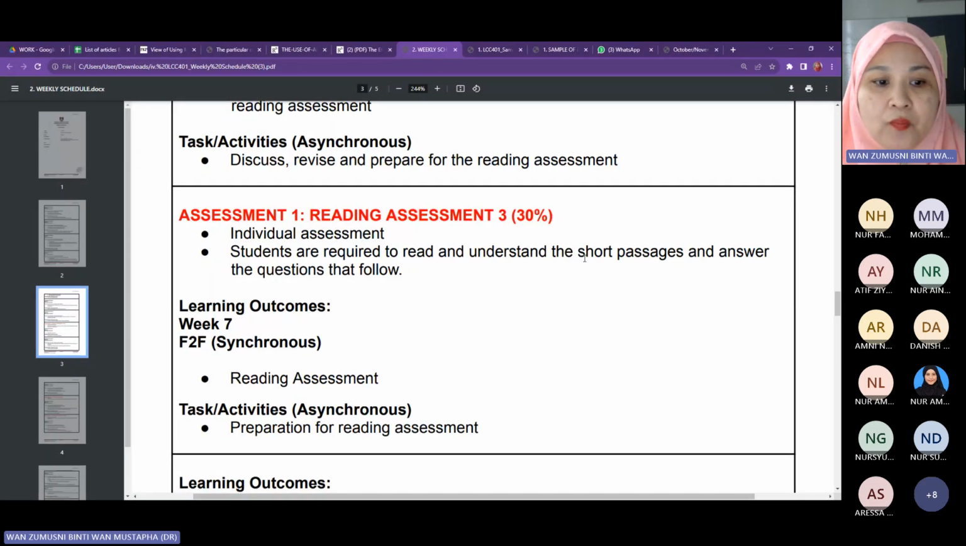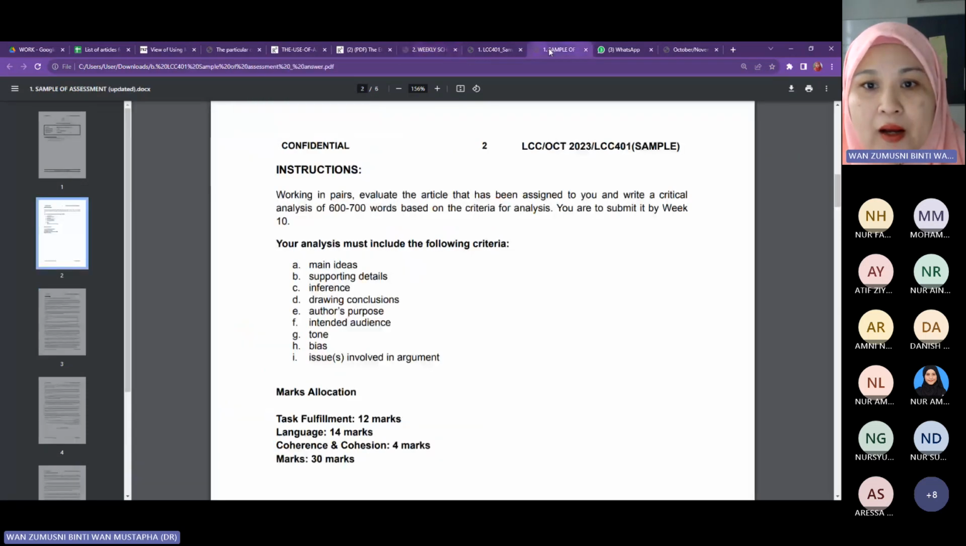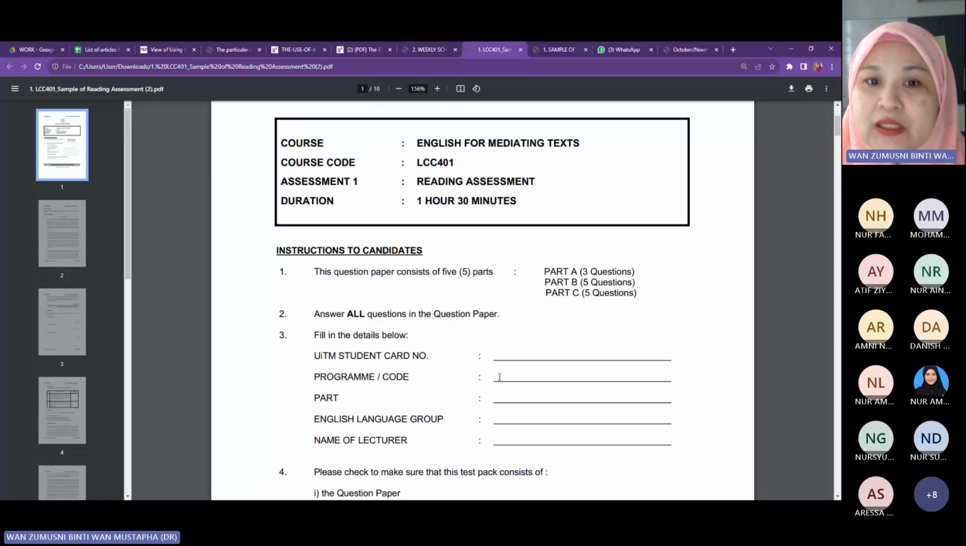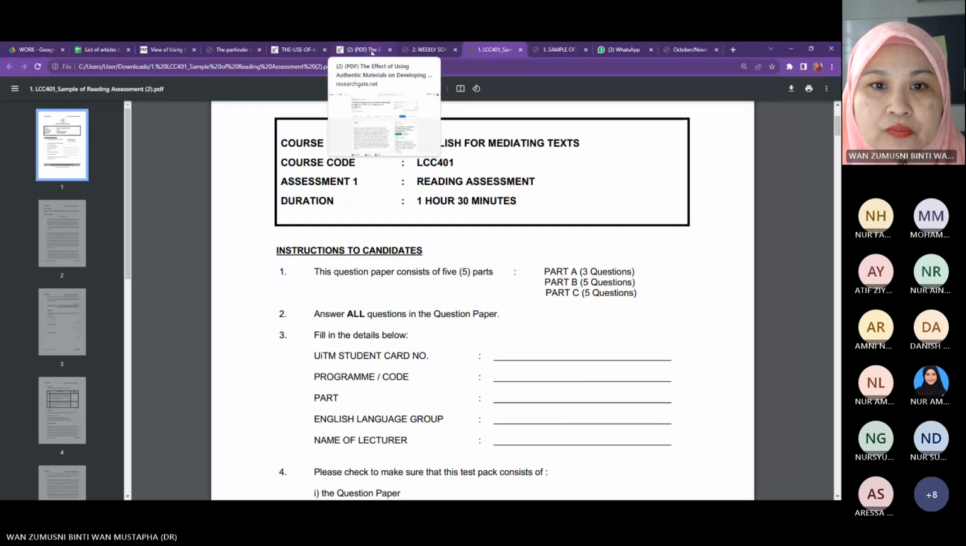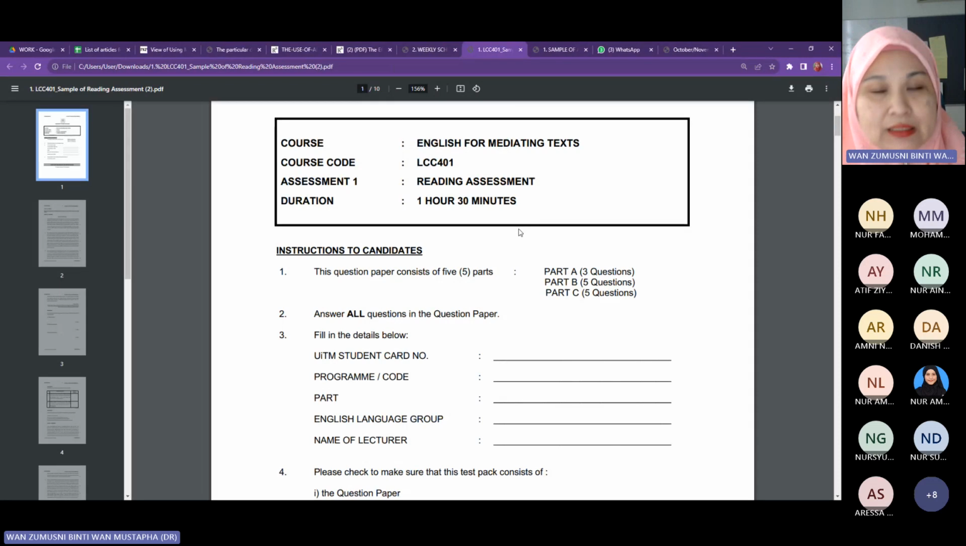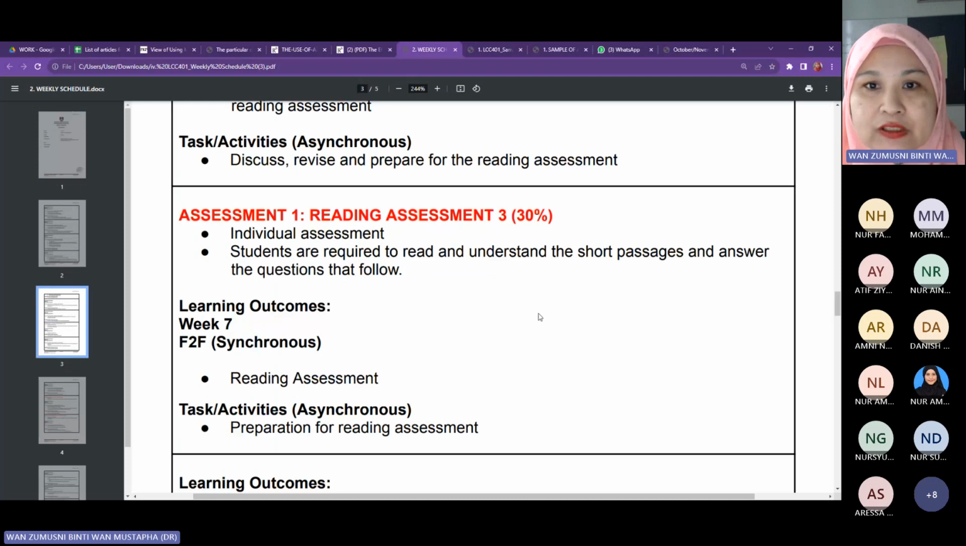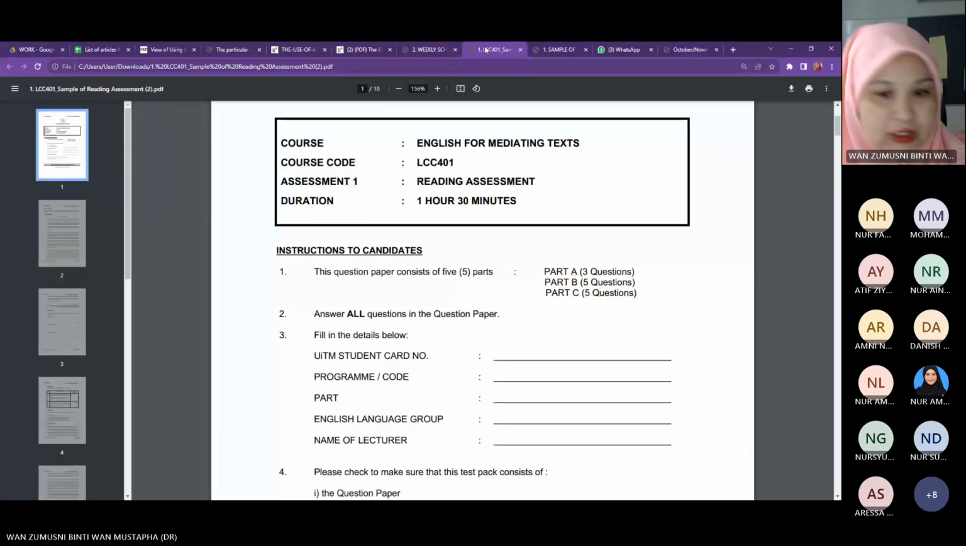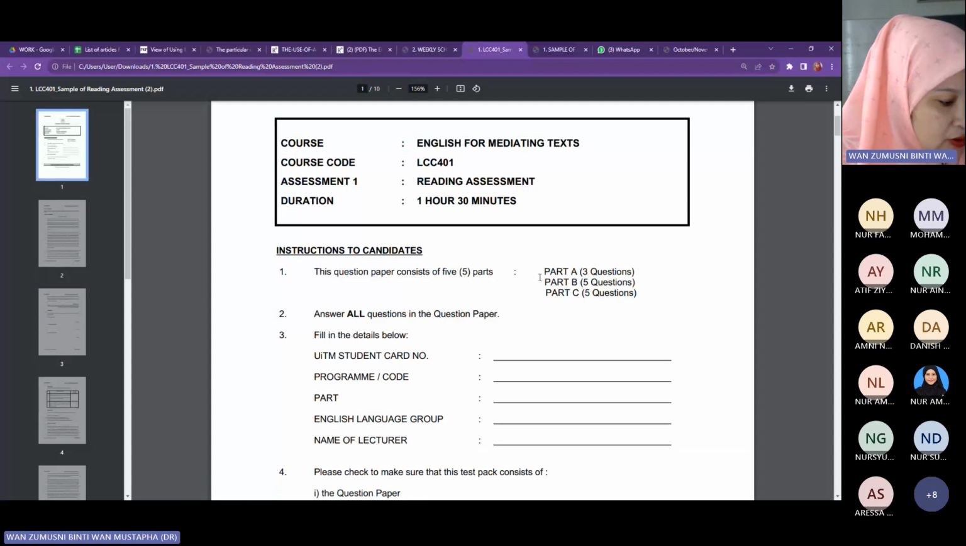So today I'm going to go through the sample paper. This is the sample reading assessment. It is for 1 hour and 30 minutes. So this is what we're going to do for the first part of the class today. And the second part of the class is going to be preparation for assessment 2, that is article analysis. But first we are going to go through assessment 1. So this is how it's going to look like.